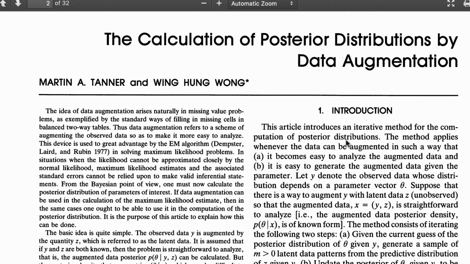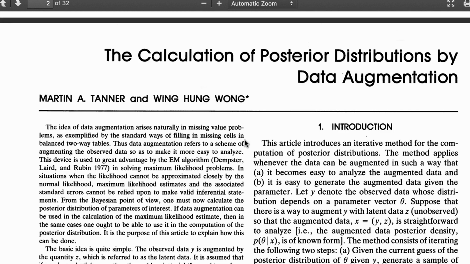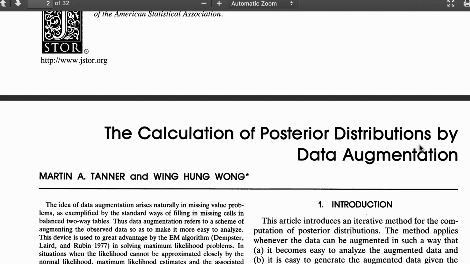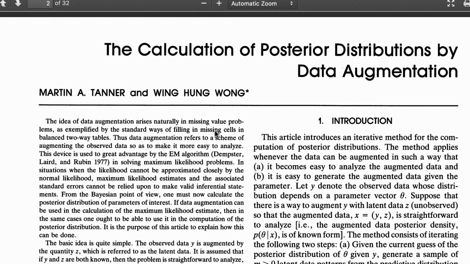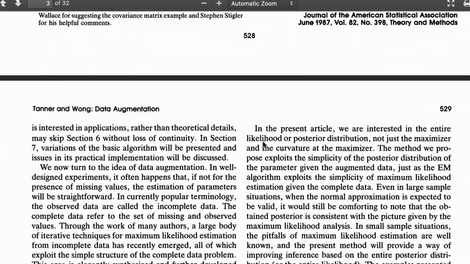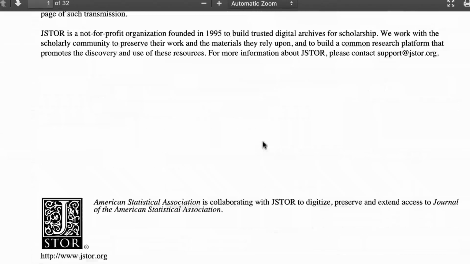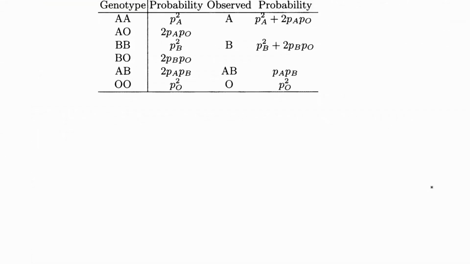The idea for doing this type of analysis comes from this paper, The Calculation of Posterior Distributions by Data Augmentation by Tanner and Wong. I will also put a link in the description box below for this paper. Anyway, let's go ahead and get started with the video.